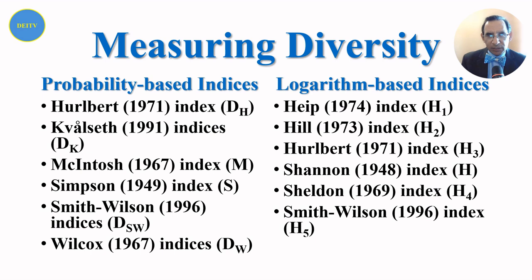The logarithm-based indices include the HYPE or HEAP index, the Hill index, the Holbert logarithmic-based index, the Shannon index, the Sheldon index, and the Smith and Wilson logarithmic index, which was covered in episode 2. The logarithm-based indices that will be covered in subsequent episodes are all based on the Shannon index. And the Shannon index was created in 1948. So let's move on to the next slide.